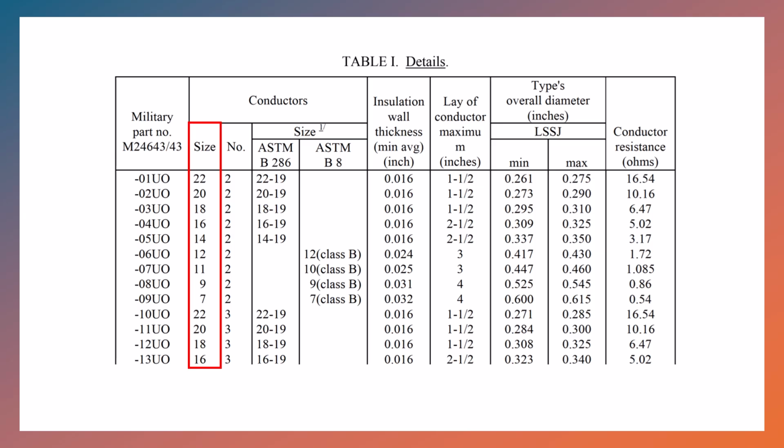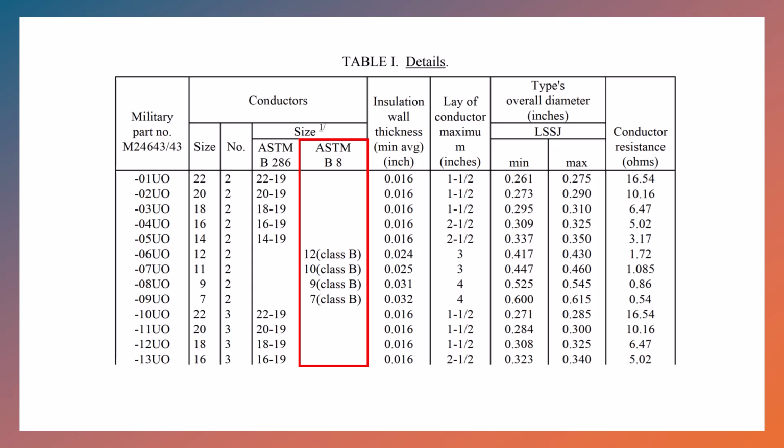To find the actual wire gauge, you must look under the appropriate ASTM column in Table 1. Under the ASTM B286 column, conductor size is shown using two numbers. The first number is the AWG, and the second number is the strand count. For example, a MIL-DTL-24643/43-04 cable uses 16 AWG conductors, and each conductor is made up of 19 individual strands, shown as 16/19 in the table. AWG is also specified under the ASTM B8 column.